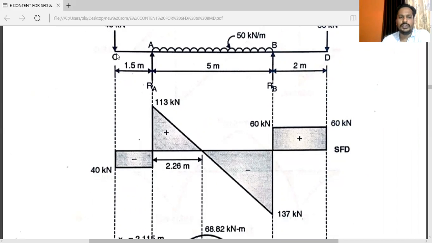From C to A, there is no force, so the line will be straight. From A to B, there is a UDL, so the line will be inclined. You can see this inclined line. Now from B to D, there is no load, so the line will be straight. This is the shear force diagram. You have to draw this SFD. You can draw this dotted line for reference. It will be easier to solve the problem.